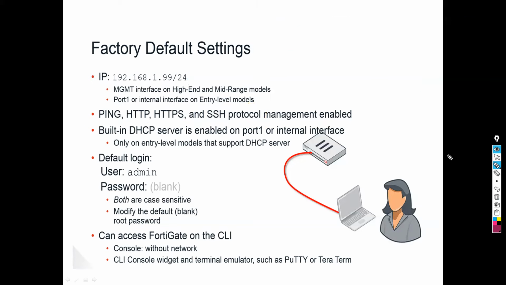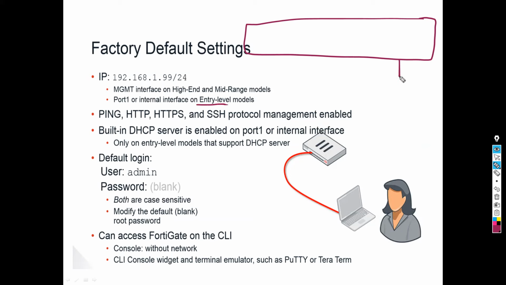But in case you have any entry-level firewall device, for example Fortinet 30D, 60D, 90E model, in an entry-level firewall device you have only data interfaces. For example, this is port number 1, this is port 2, port 3, port 4, port 5. So in an entry-level firewall device, you can use port number 1 as a management port. You can use any interface as a management port, no problem.